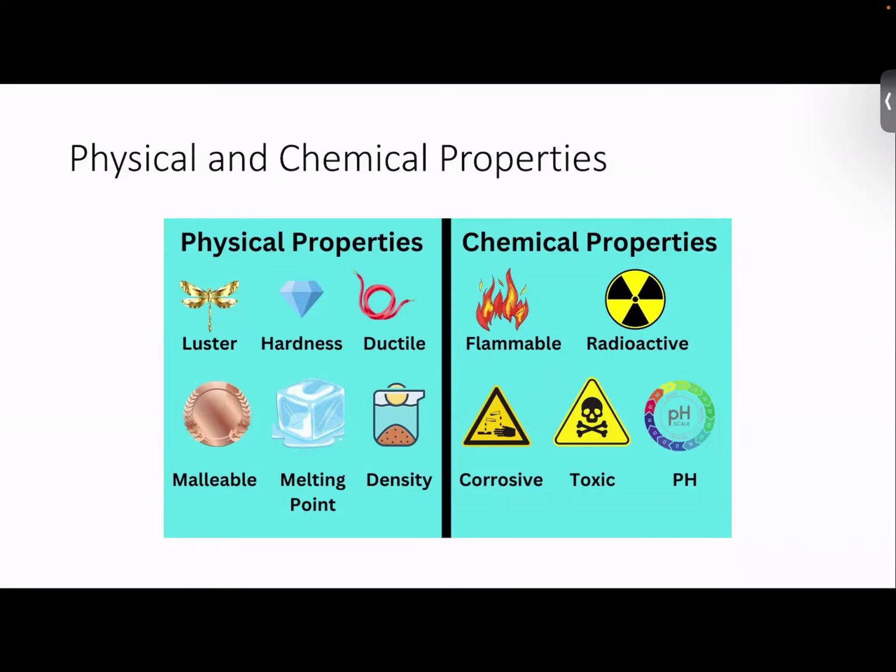Whether something is corrosive and will burn, whether something's toxic. Now, pH I have a little bit of difficulty with. pH is one of those things that can be considered a physical property or a chemical property. It depends upon whether you're observing a change during the process.